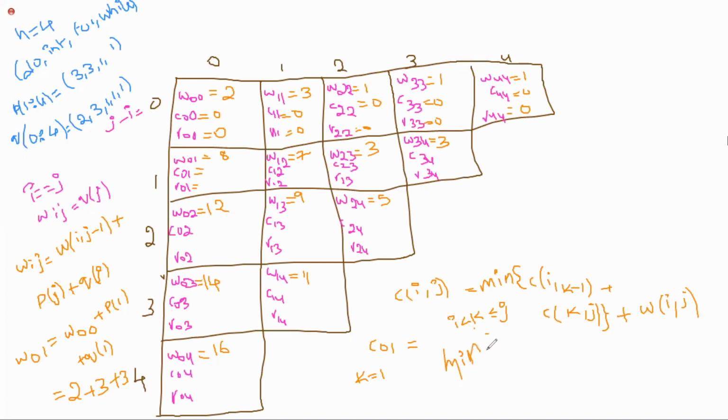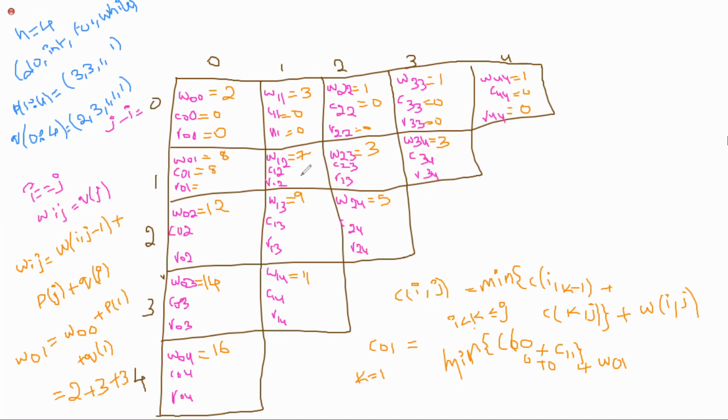Next, minimum of cost of i, k minus 1. I value is 0, k minus 1 means 1 minus 1, which is 0. So C00, comma, C of k, j. K value is 1, j value is also 1, because we are finding C01. So it is C11. Minimum of C00 plus C11. What is C00? 0, plus 0 only. Minimum of 0 means it is 0. 0 plus Wij. Wij value is W01. Already we found the value, 8.